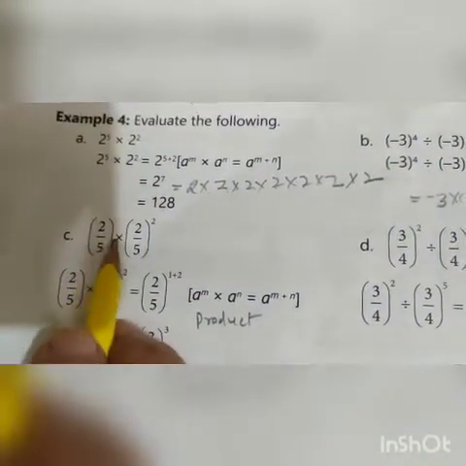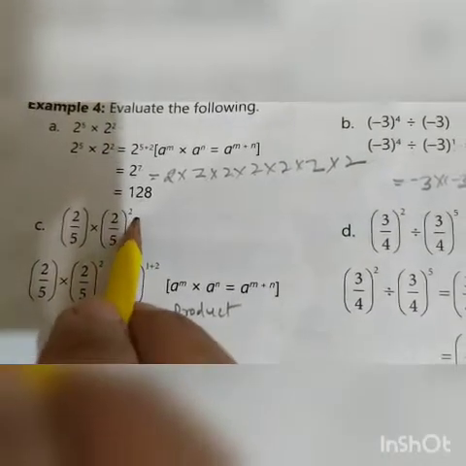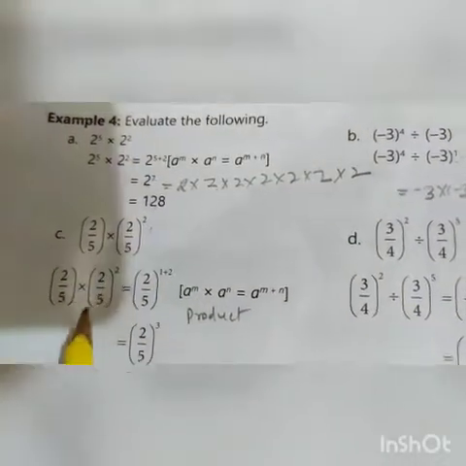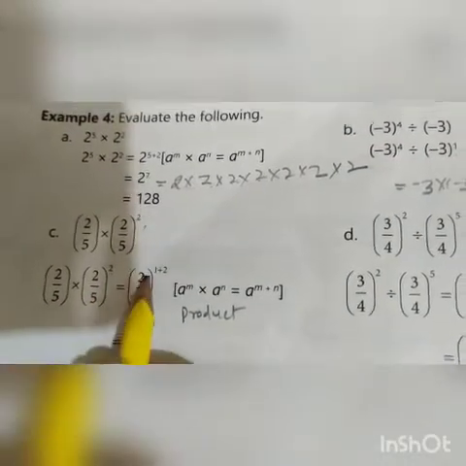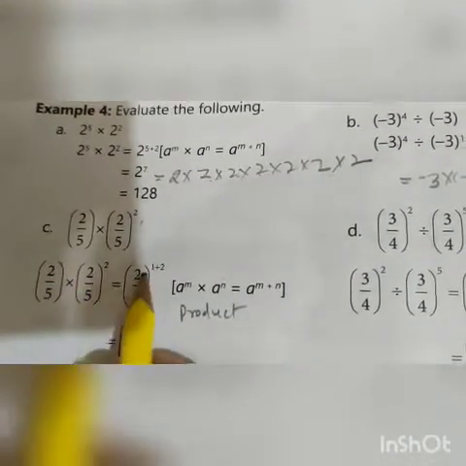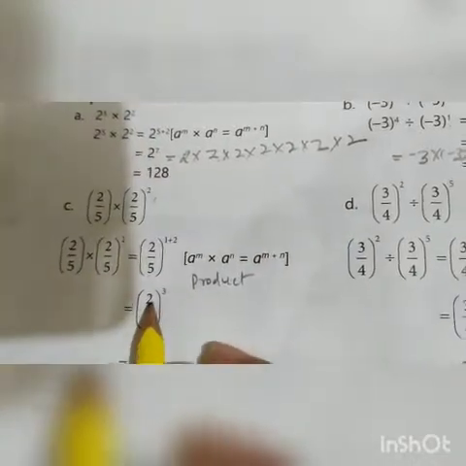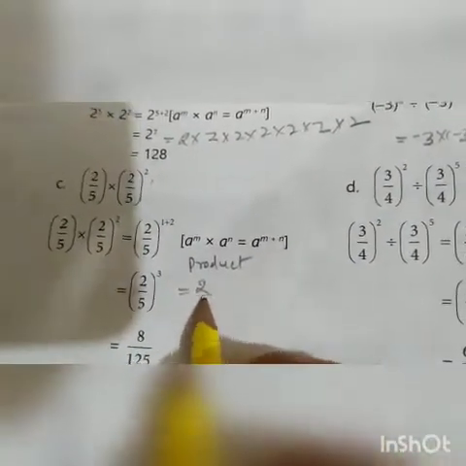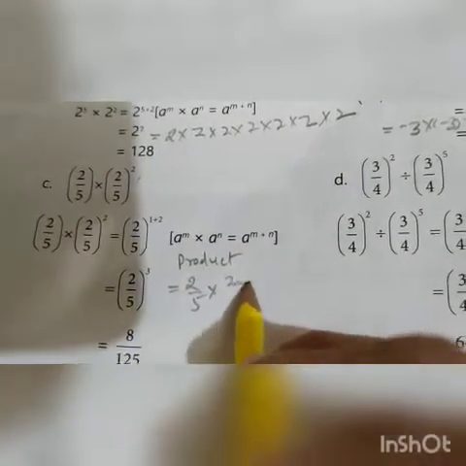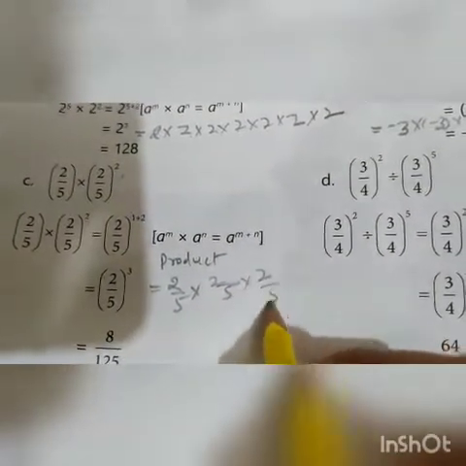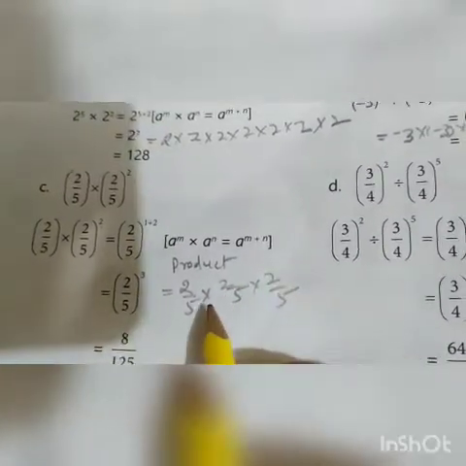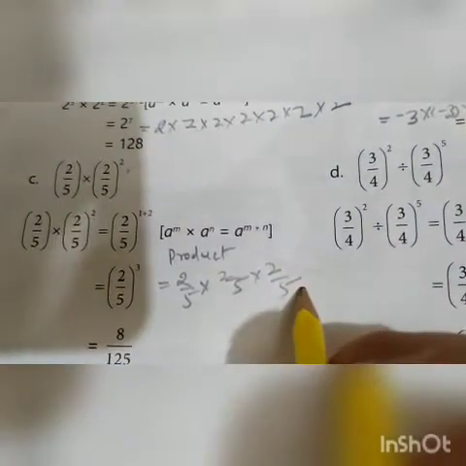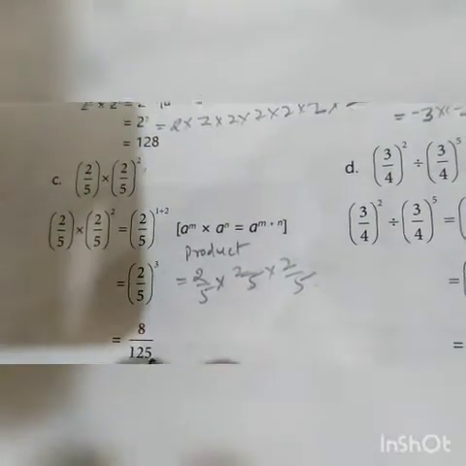Then 2 upon 5 multiply 2 upon 5 power 2. Again same, 2 upon 5 multiply 2 upon 5 power 2. We will add the powers, 1 plus 2. It is 2 upon 5 power 3. We will write it 3 times: 2 upon 5 multiply 2 upon 5 multiply 2 upon 5. It will become 2 twos are 4, 4 twos are 8, upon 5 fives are 25, 25 fives are 125.